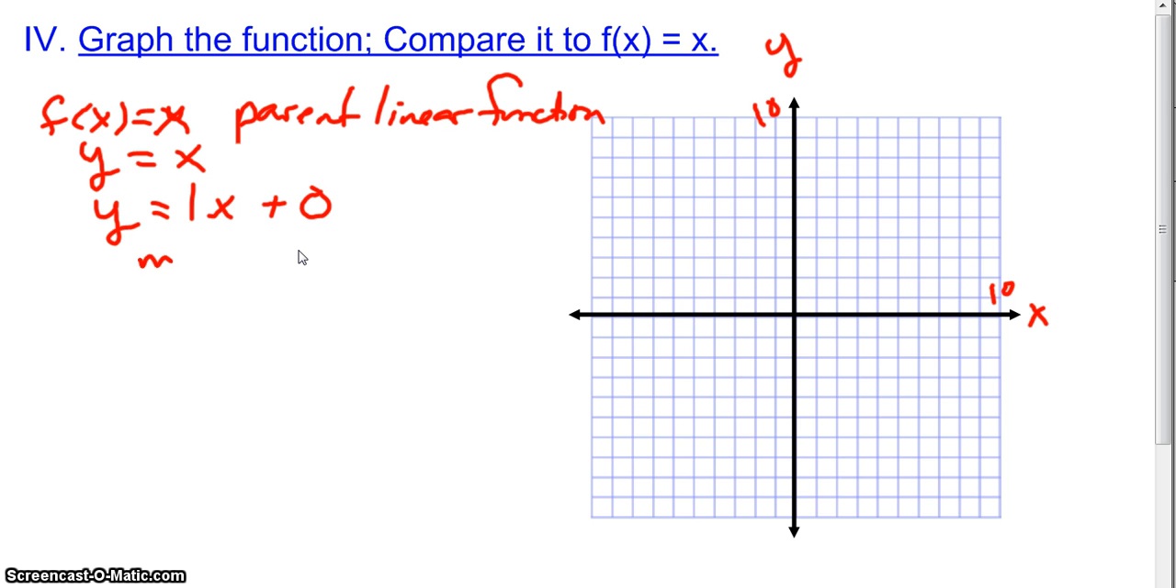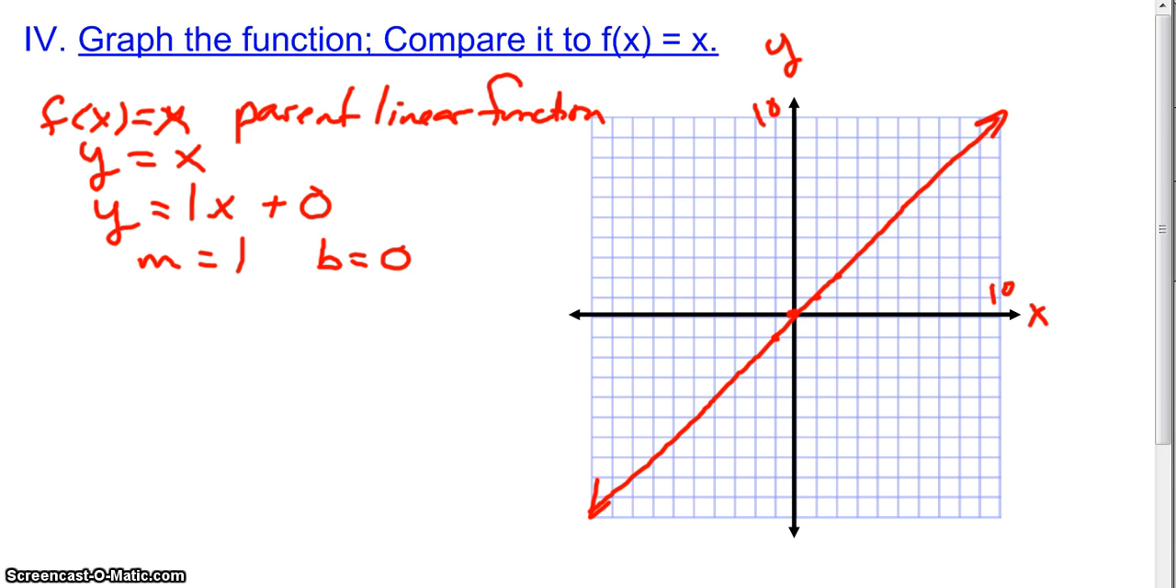So we can identify the slope. The slope of this equation is 1, and the y-intercept is 0. So when we graph the parent function, we start at the point of origin, and we can use the slope to move up 1 over 1, up 1 over 1. We could also go down 1 and to the left 1. And so we have the parent function. So we will be asked to compare our functions today with this, the most basic linear function. When we graph a new function, how does it compare to this function?